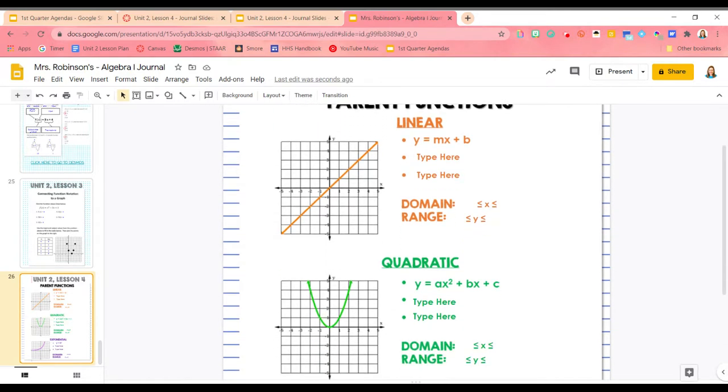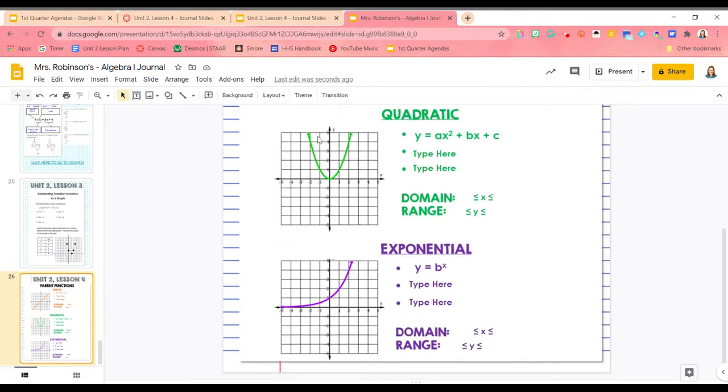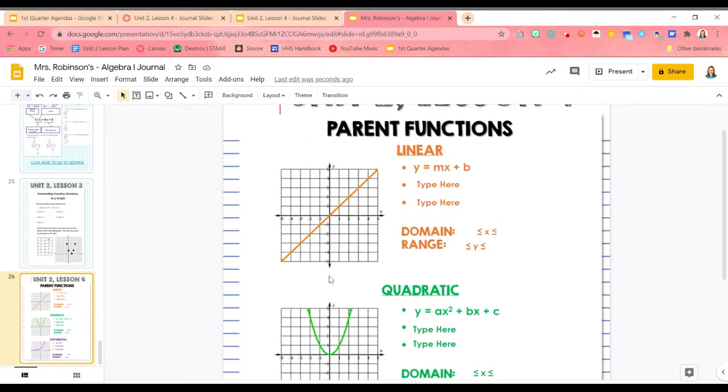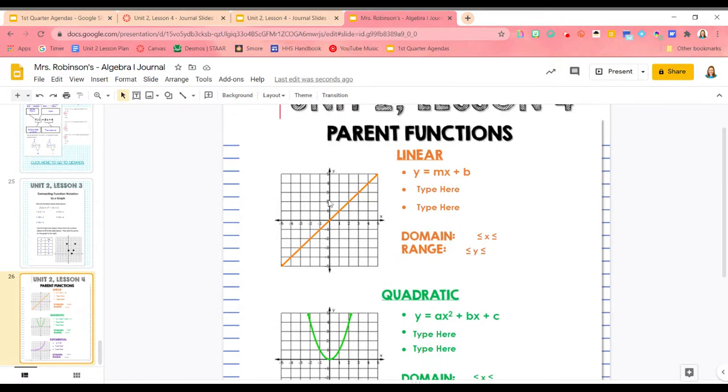What are parent functions? Well, I've given you pictures over here on the side, and this is what I want you to be more familiar with, the pictures. So parent functions are, I like to think of them as the original function. You can think of them like your parents, okay? It's where it starts. And then from there, the graphs can change, move up and down.